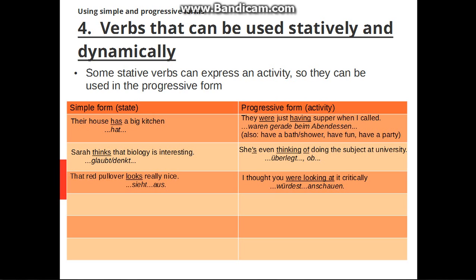That red pullover looks really nice. Looks, das means sieht aus. I thought you were looking at it critically. Were looking at, das means würdest anschauen.